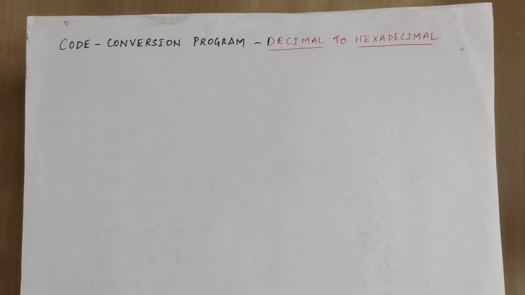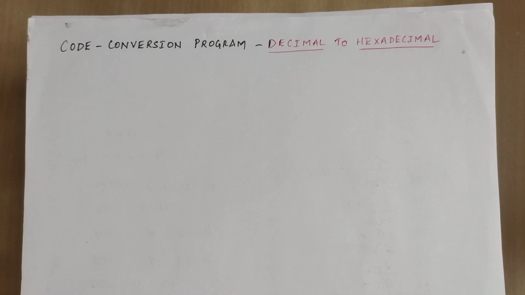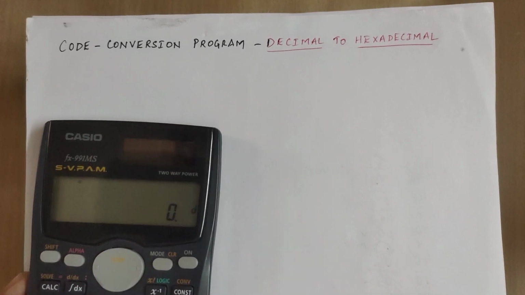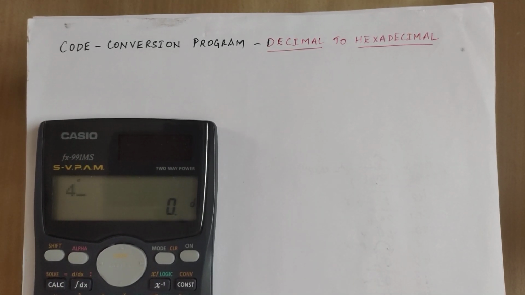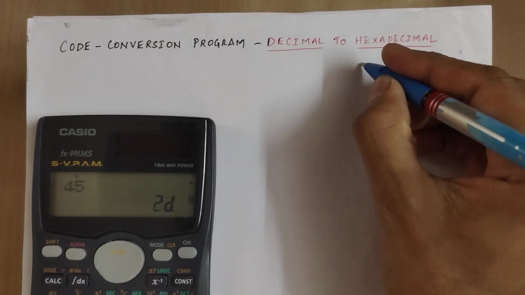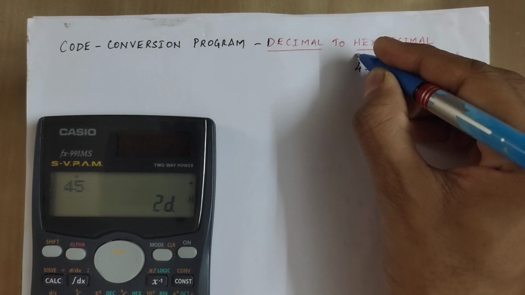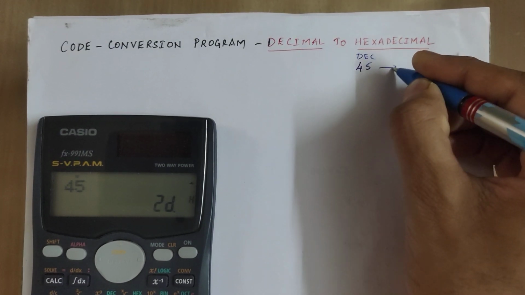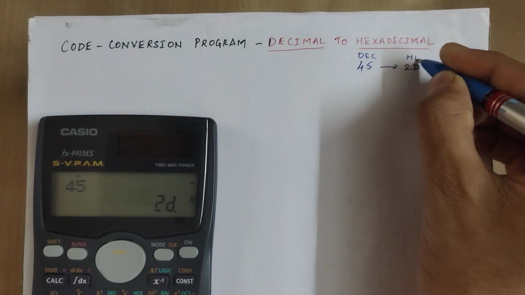Hello everyone. In this session, let us understand the fourth code conversion program: decimal to hexadecimal. In the previous session, we have done hexadecimal to decimal conversion. So this is the reverse conversion of decimal back to hexadecimal. Let us take a 2-digit decimal number, let's say 45, and its equivalent hexa is 2D. So 45 in decimal is 2D in hexadecimal.